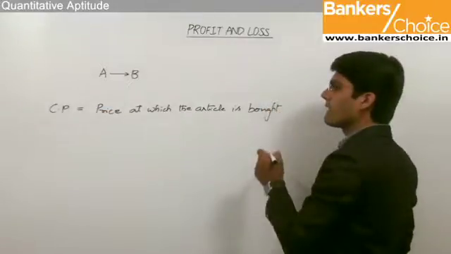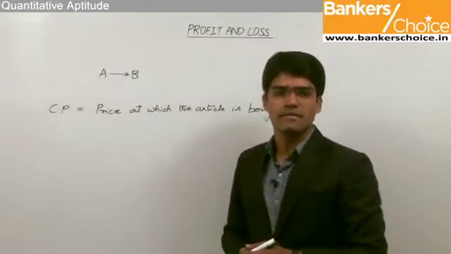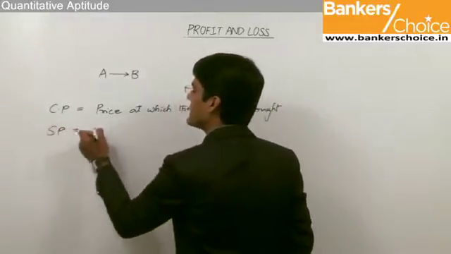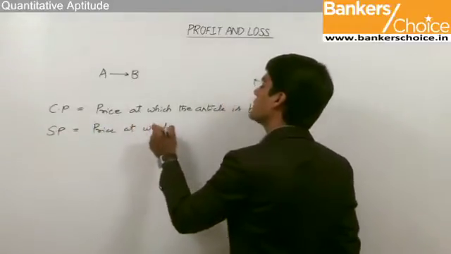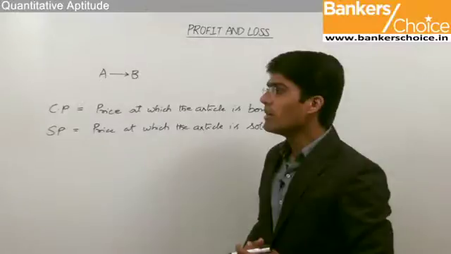Now, after buying the article, A sells the same article to the other person B at some value. The price at which A sells the article to B is called the sale price or the selling price of the article, and that is generally taken as SP. So we can say that selling price is nothing but the price at which the article is sold. So cost price is the price at which the article is bought and selling price is the price at which the article is sold.